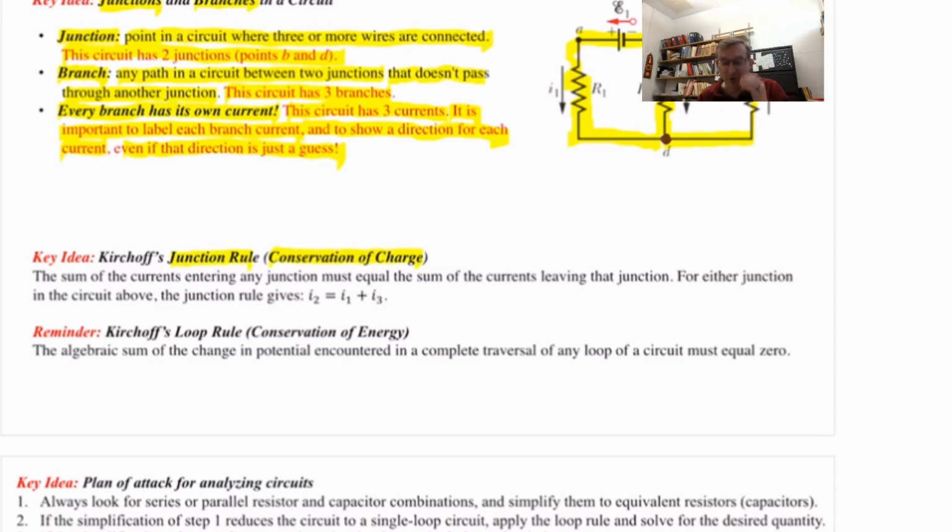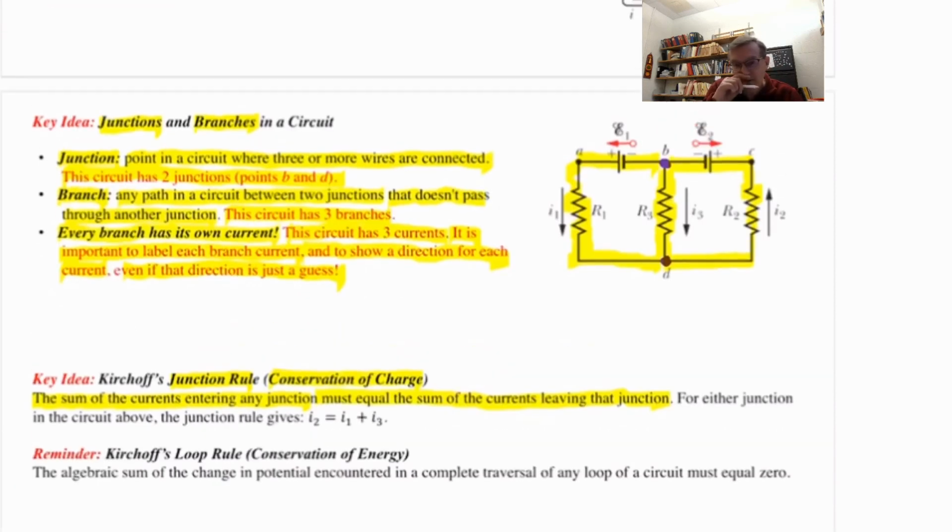And the statement of the junction rule is like this. The sum of the currents entering any junction must equal the sum of the currents leaving that junction. That's simple. You got a junction in the circuit. You've identified all the branches in the circuit and given each branch its own current label. Then, the total current coming into the junction must equal the total current going out. That's called the junction rule. It's pretty straightforward to apply.